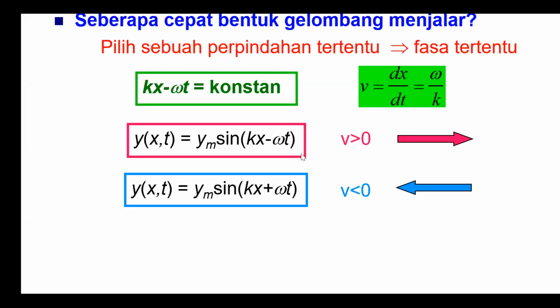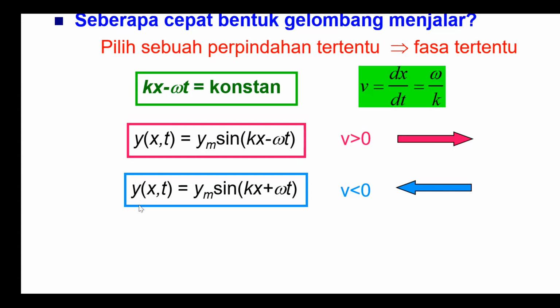Okay, so we have also discussed the propagation properties of the waves. This is the speed of propagation. For example, this kx minus omega t is a constant. For this wave function, y equals ym, the amplitude, sin(kx minus omega t). This minus sign means that the wave propagates from left to right, with the speed greater than 0.